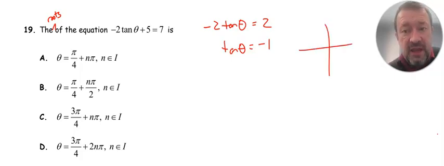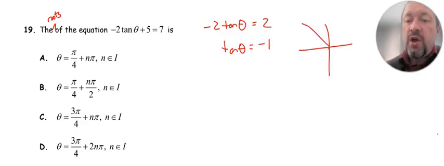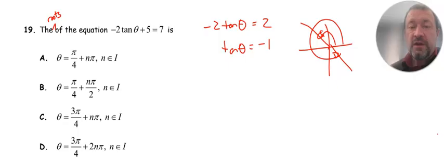Now, tangent is going to be positive in whatever quadrant both x and y are positive. It will be negative in any quadrant where one of those two is positive and the other one's negative. So what we're talking about here are angles that are going to be in the second or fourth quadrants.